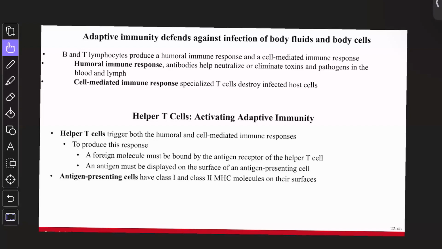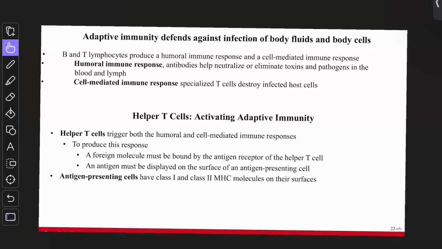The helper T cell will then evaluate what kind of pathogen it's dealing with. Is it an intracellular or an extracellular? Do I need to alert the B cells or do I need to alert the T cells? Does that make sense? Helper T cells will alert either B cells or other T cells.